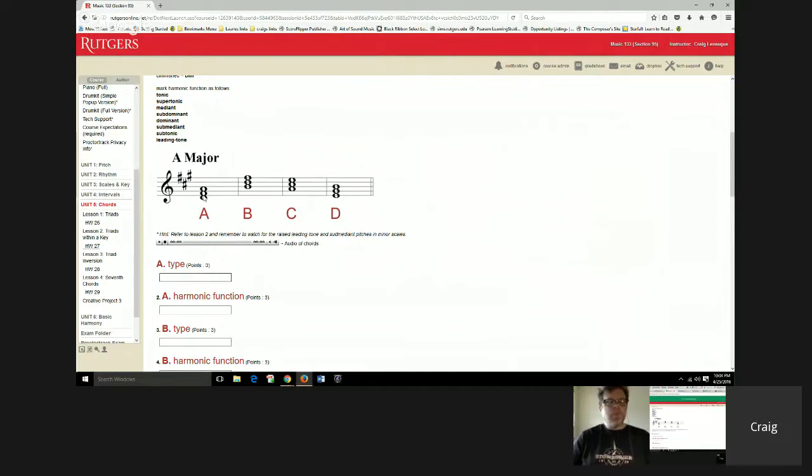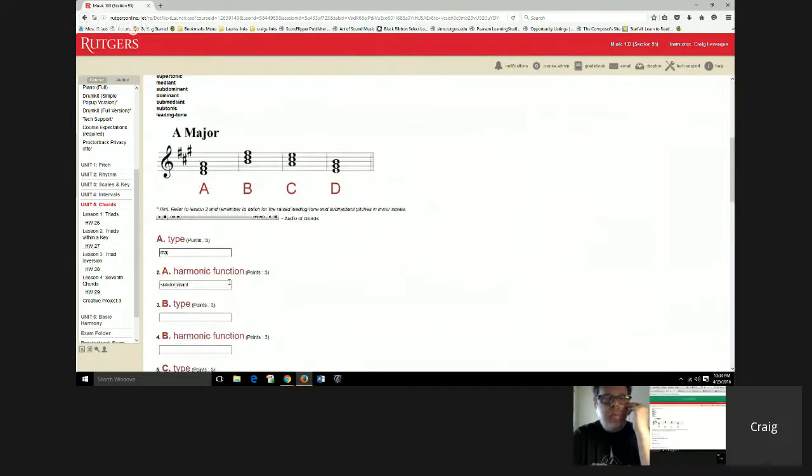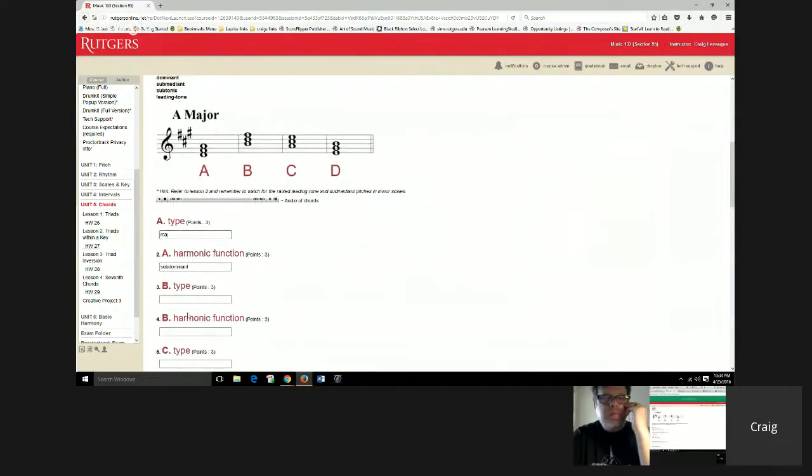and I know that in two ways. Number one, I know it because D to F sharp is a major third and F sharp to A is a minor third, but I also know it because I recognize that this chord is subdominant, and I know that the subdominant in every major key is major. That's the harmonic function part of it. So we have major followed by subdominant, and I got subdominant because D is the fourth step of the A scale. B, the type here is going to be minor, because B to D is a minor third and D to F sharp is a major third.